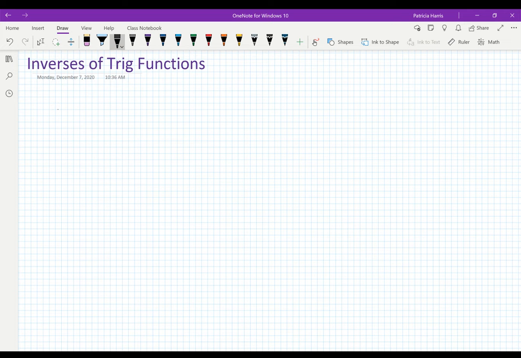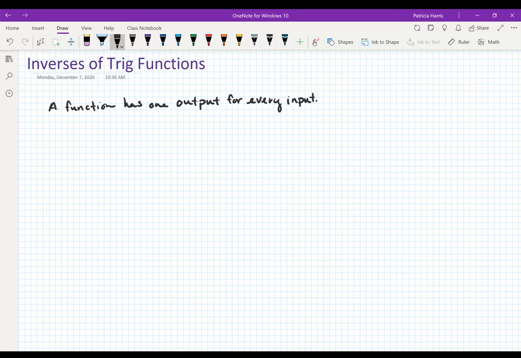Now remember, a function has one output for every input.